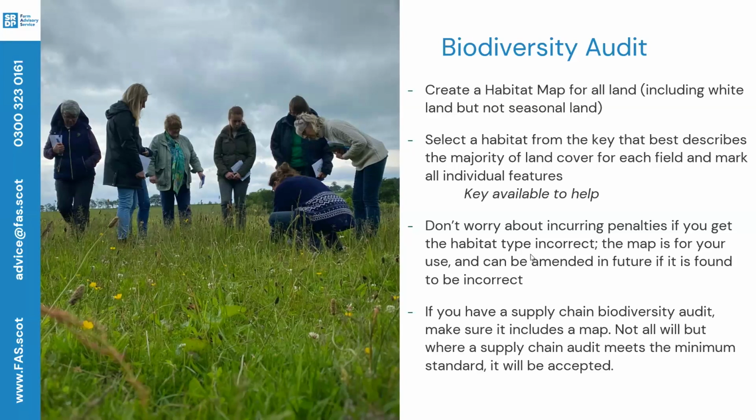The key thing we've been told by SCRPD is not to worry about incurring penalties if you get the habitat type incorrect. The map is for your own use, and it can be amended in the future if it is found to be incorrect. So if you find yourself swithering between, oh, is it wetland or is it wet grassland, just have your best go at it. You're not going to get any penalties for having it incorrect.